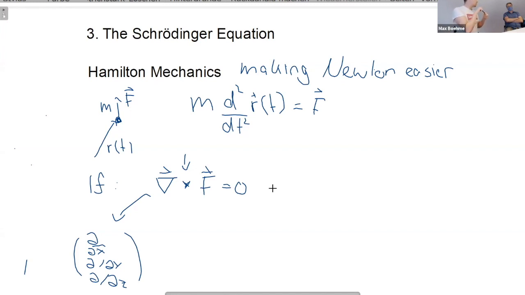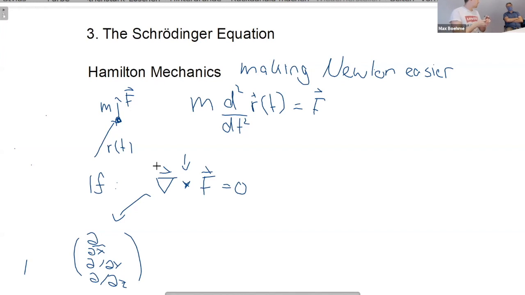Not directly. The Nabla operator is more like a representation of it, like a formal representation. Can I explain this later to you in detail? Maybe, because this expression is just a formal thing.